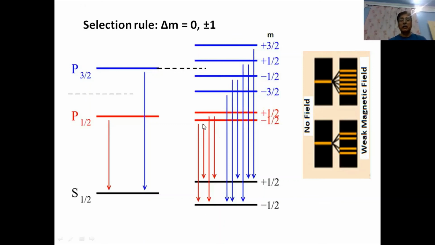So these are allowed. But here also, those allowed transitions are shown which follow the selection rule like this. But let us consider a transition from plus 3/2 to minus 1/2. The change will be delta M is equal to 2. And therefore, this transition from plus 3/2 to minus 1/2 is not allowed. So this way, what do we see? That we have 4 lines over here and 6 lines, that is 10 lines are present now.